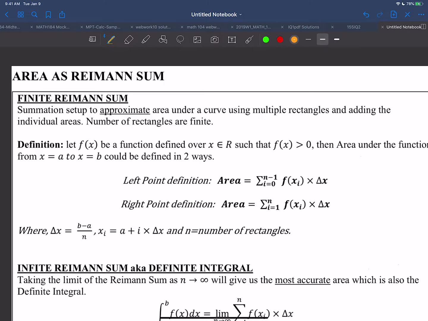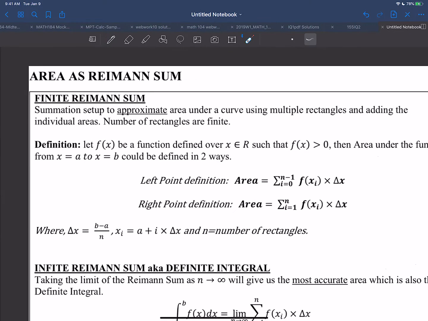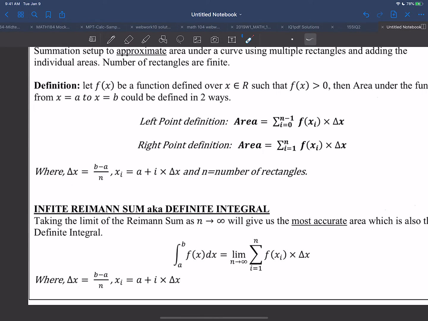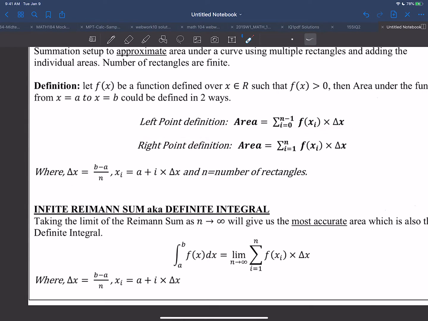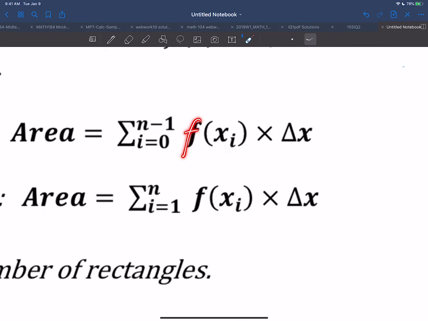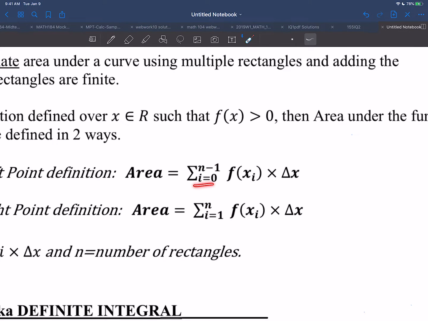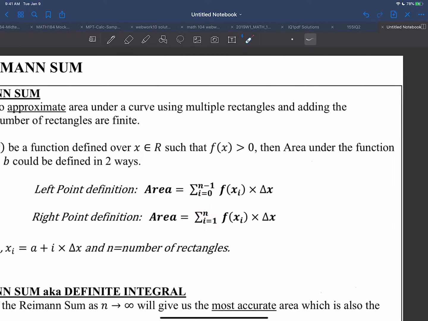So let f of x be a function defined over some real number range where you start at some f of x greater than 0. The area under the function would be given by the left point definition. The only difference here, as you can see, is that f of xi times delta x stays the same. The only difference between the left and the right is the bottom bound and the top bound. For the left hand point, you start at 0, you stop at n minus 1. For the right hand point, you start at 1, you stop at n.